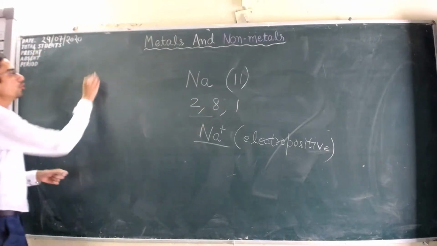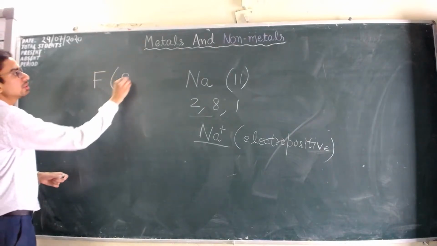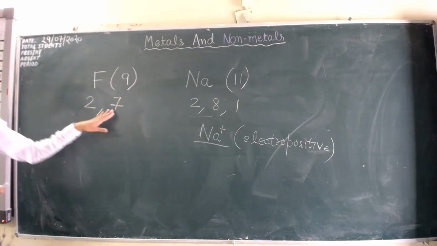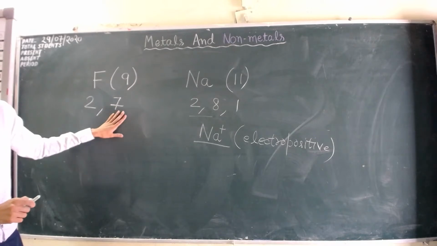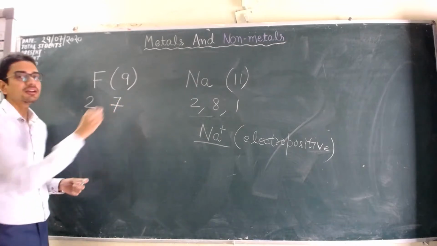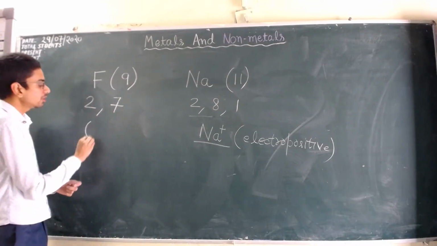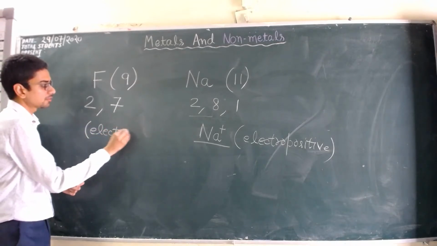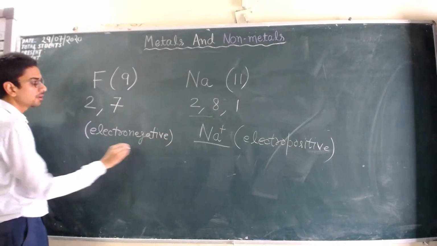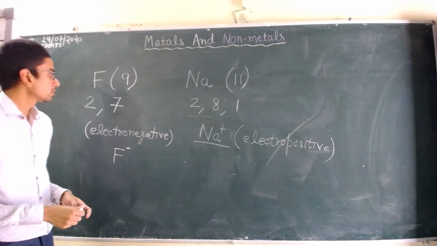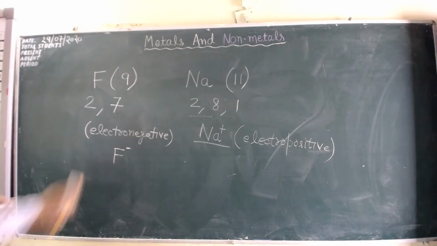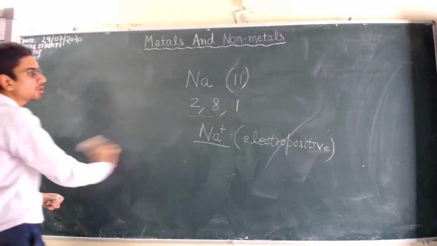For example, fluorine. Fluorine का atomic number होता है 9. Electronic configuration is 2 and 7. Now, to get the stable octet, octet means that shell in which there are 8 electrons. To get octet, it will try to get 1 electron. It will gain 1 electron, that's why it is electronegative. So fluorine has negative charge on its ion, because it will gain 1 electron to get stable. So metals are electropositive and non-metals are electronegative. You should know about this.